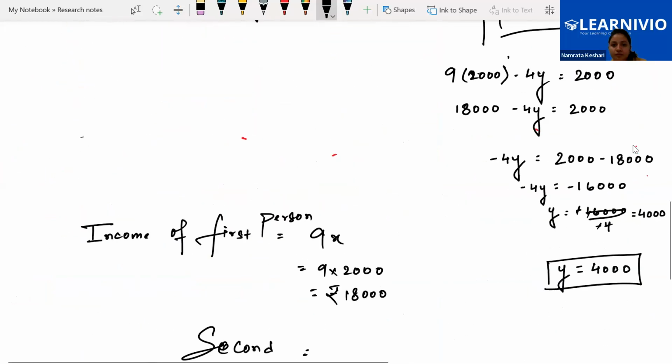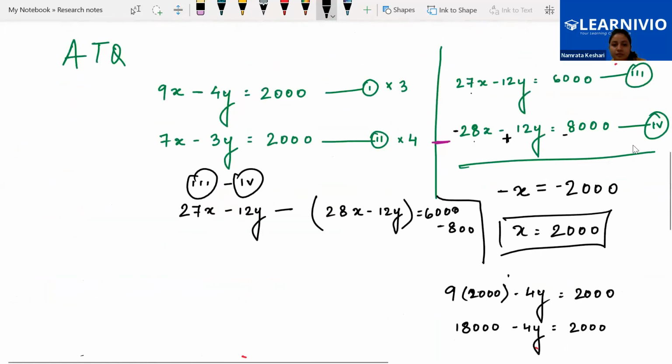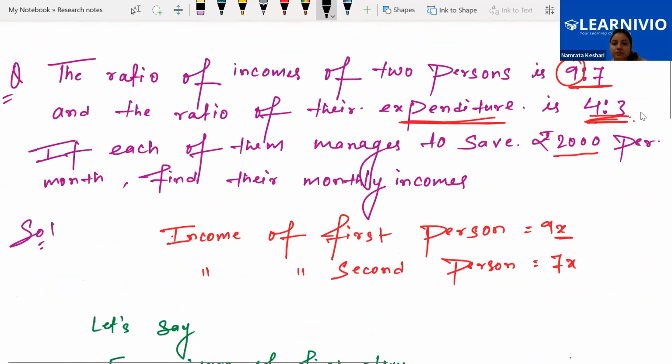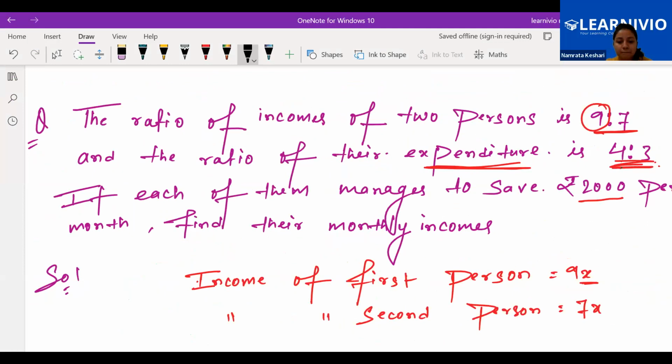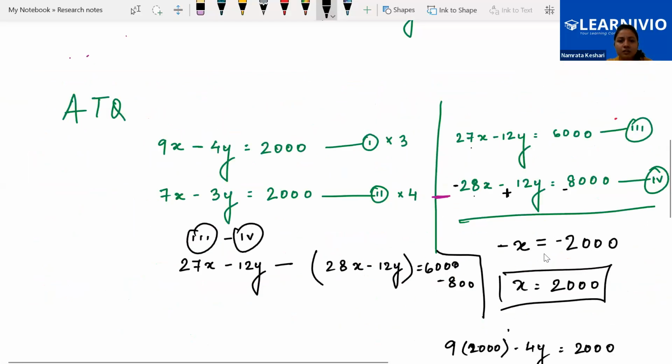Ma'am, this is Jana. Ma'am, can you hear me? Ma'am, I multiplied equation 1 and 2 with 9 and 7 instead. You have multiplied equation 1 with 7? That's what you are saying? Yes, and equation 2 with 9. Yeah, that way also we can do.